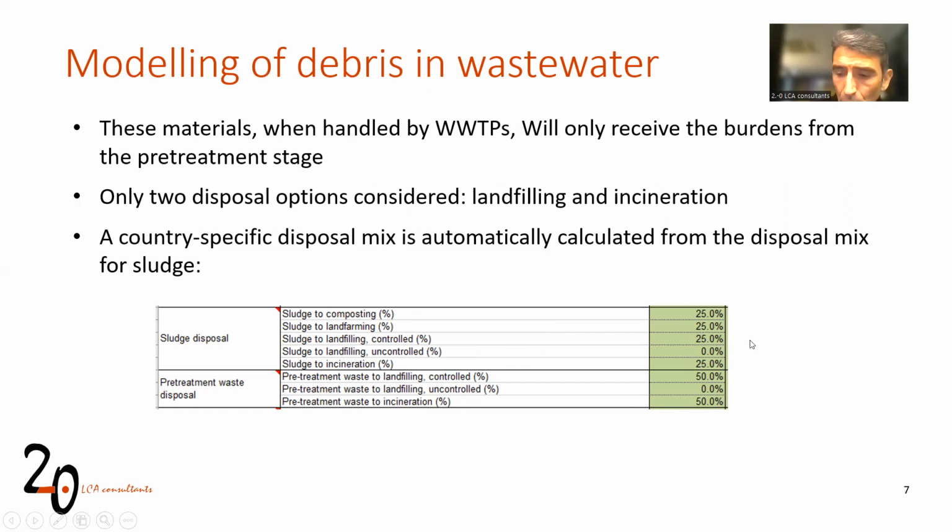Now, what we do to calculate this pretreatment waste disposal is first, the sludge composting and land farming options are omitted because pretreatment waste is not going to be sent to composting or land farming. And then we take the remaining options that are landfilling and incineration, and we simply scale them up to 100%. So in this example, we get 50% controlled landfilling and 50% incineration.